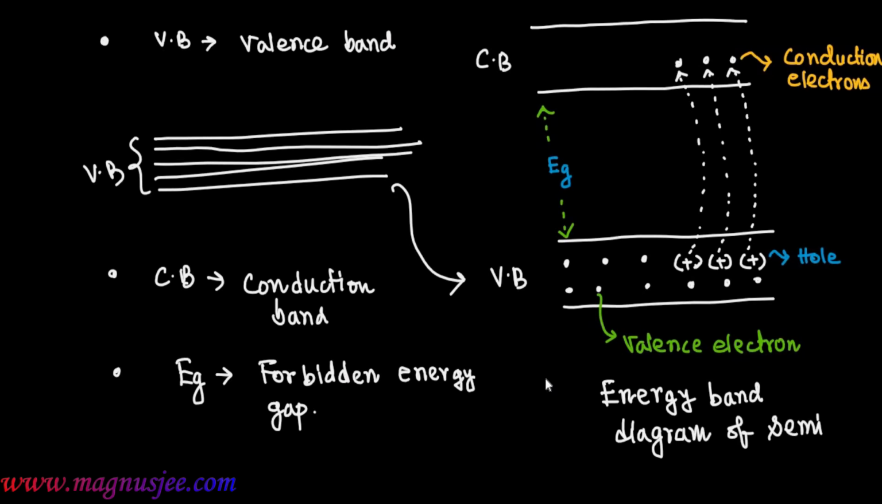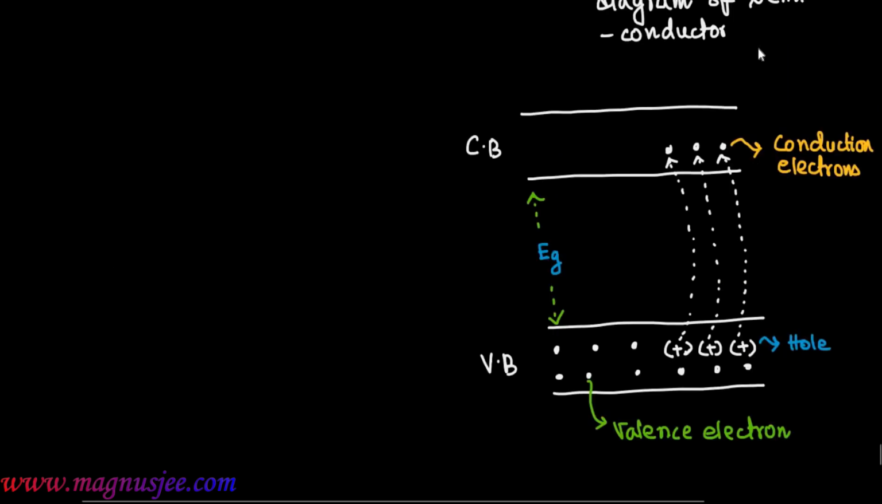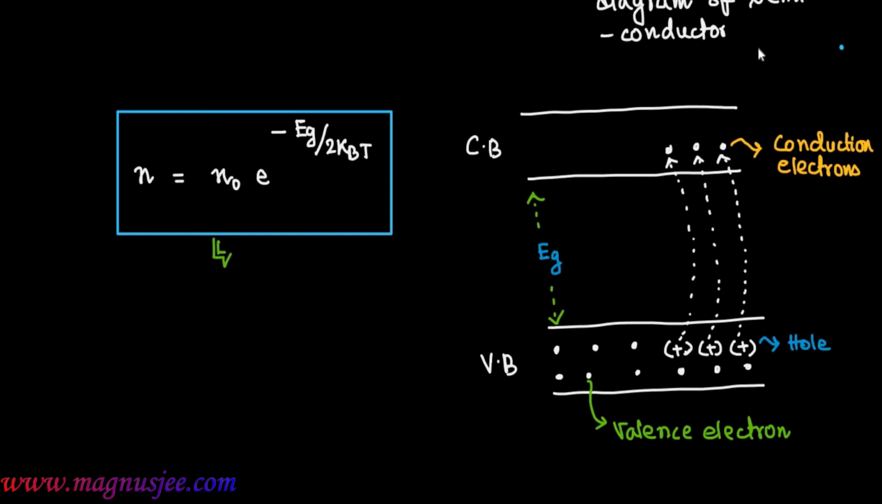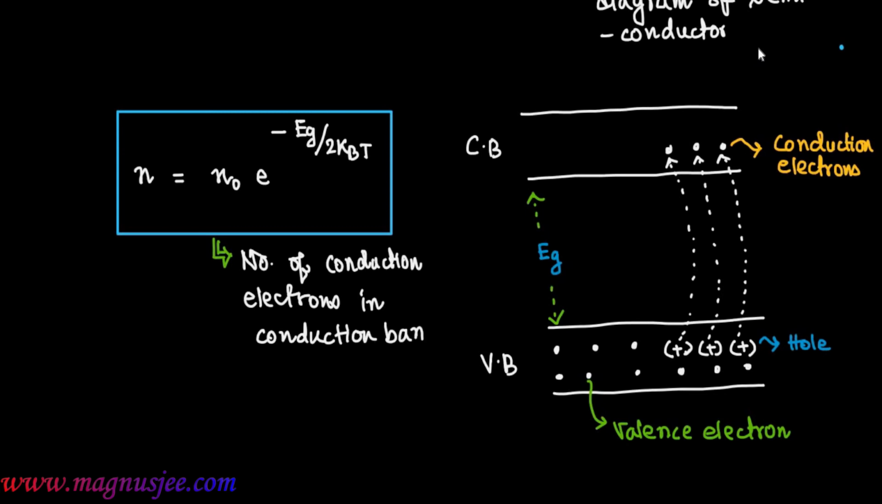This is the energy band diagram, in which we have the conduction band and valence band. The number of electrons per unit volume has the expression n equals n0 e to the power minus Eg by 2kT, where k is the Boltzmann constant and T is the absolute temperature of the semiconductor. So n is the number of conduction electrons per unit volume in the conduction band. This is the number density of conduction electrons, not only the number of conduction electrons.